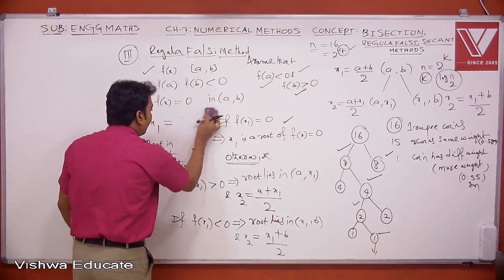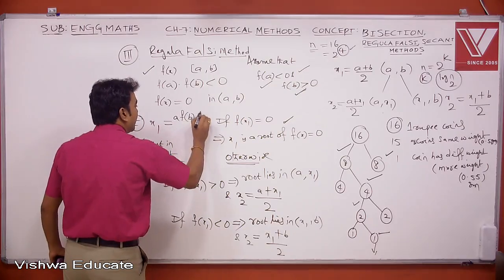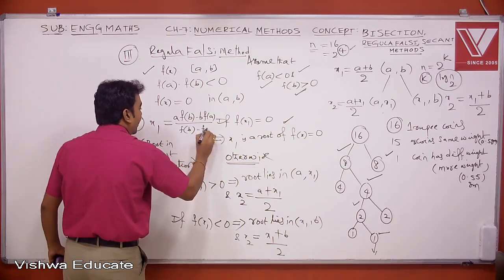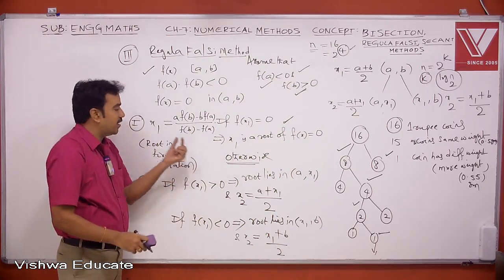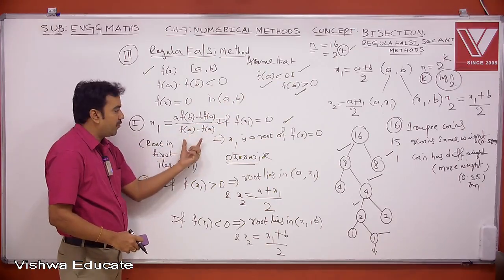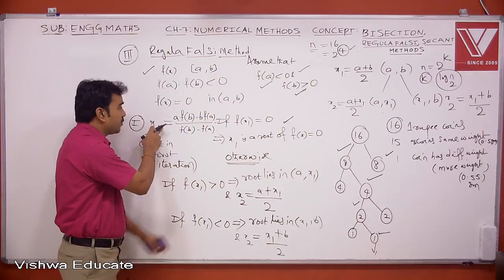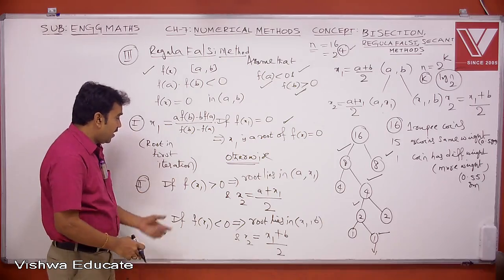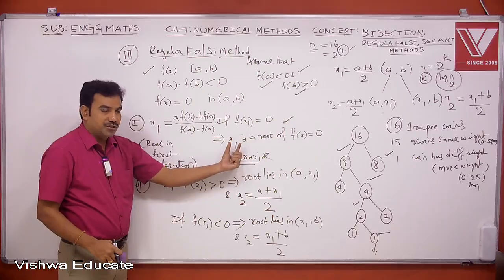Therefore the value of the root in the first iteration is given by x1 equals a into f of b minus b into f of a divided by f of b minus f of a. Whenever the root belongs to the open interval a comma b, the root will be like this, and it is guaranteed that it always belongs to this interval. So the procedure is the same. Suppose f of x1 is 0, then x1 is a root of this equation.